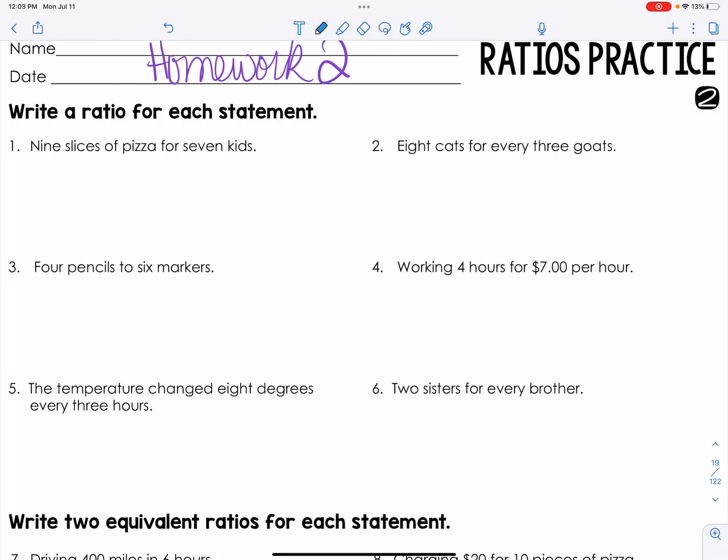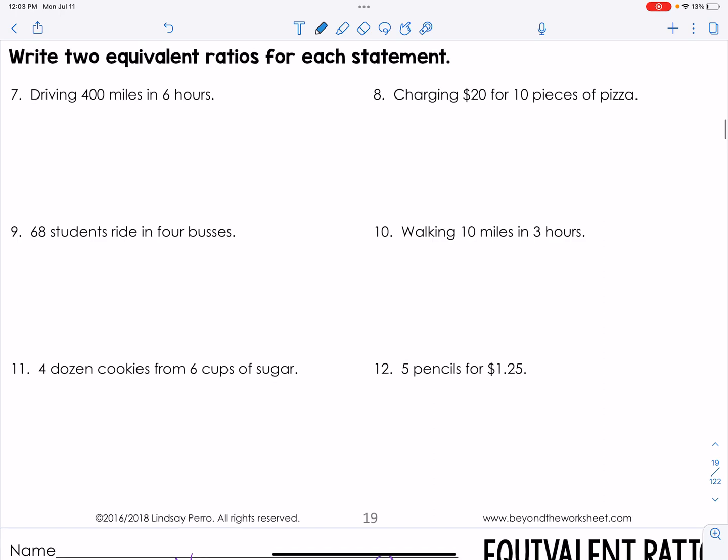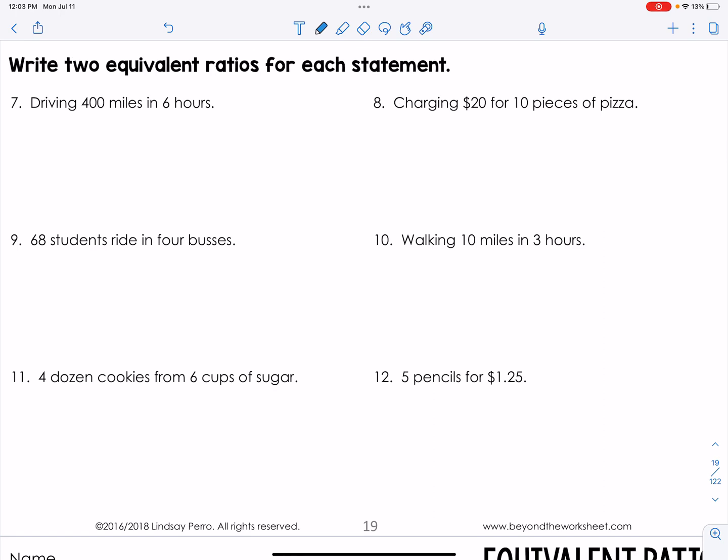All right, I just want to go over a couple of things. I think you'll be fine on these for homework. This is on homework 2, the ratio practice, but I just want to look at this. It says you're driving, so let's take a look at question 7. You're driving 400 miles in 6 hours. Write two equivalent ratios.